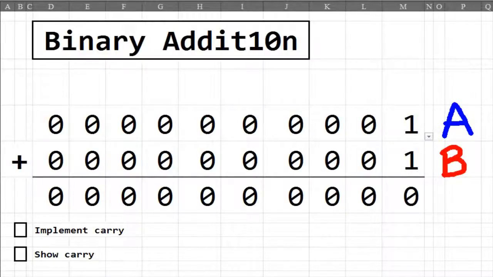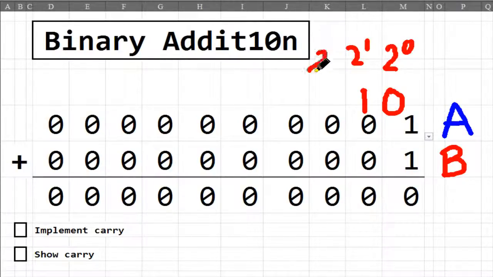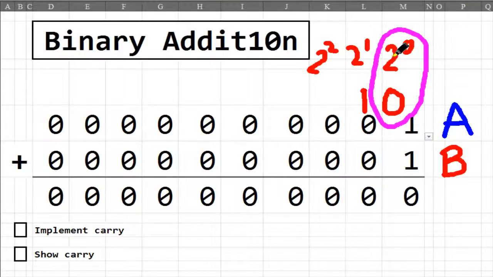And the reason for that is that we are doing binary addition. We're not doing decimal addition. So the number 2 in decimal is written as this. In binary, the number 2 is written as 1, 0. This is 2 to the 0, 2 to the 1, 2 to the 2. In this column, 2 to the 0 is 1, and 1 times 0 is 0. 2 times 1 is 2.